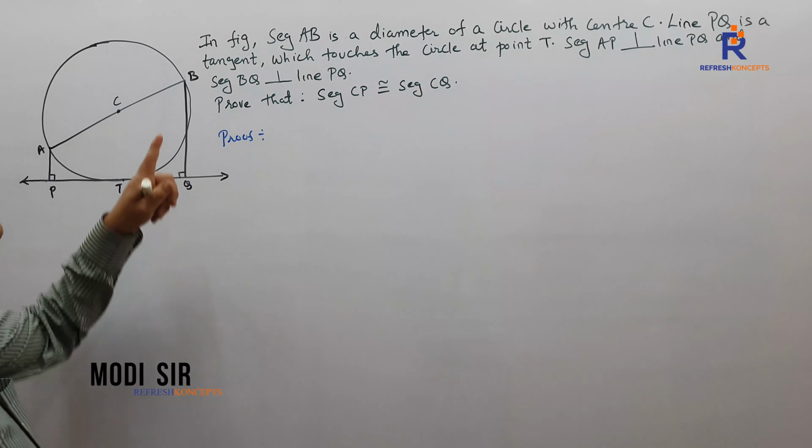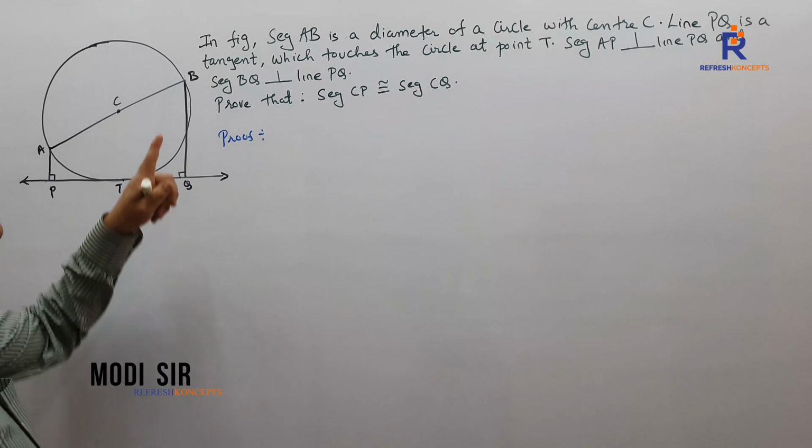Therefore, can I say AP is parallel to CT is parallel to BQ? Right? What is the reason? Reason is perpendiculars drawn onto the same line are parallel to each other. What is the reason, children? Perpendiculars drawn onto the same line are parallel to each other. So AP is parallel to CT is parallel to BQ.